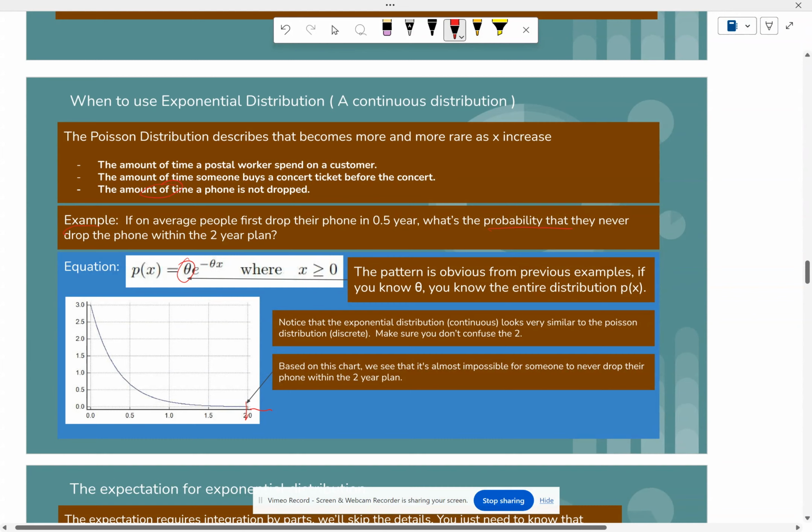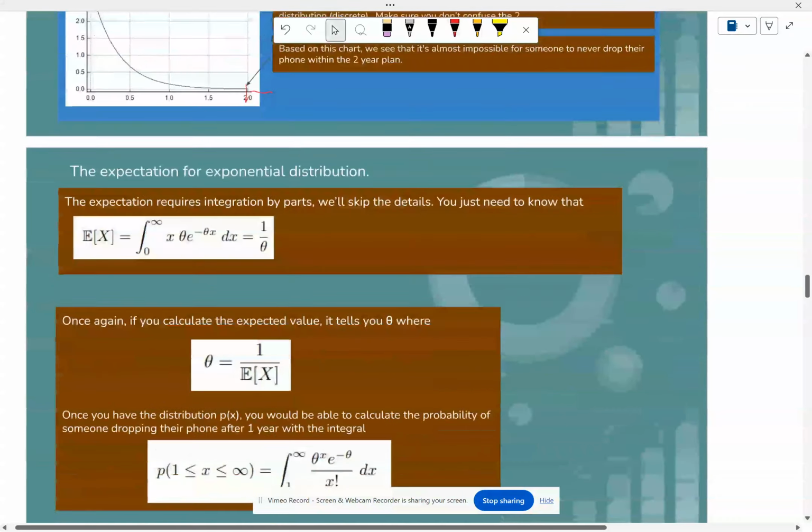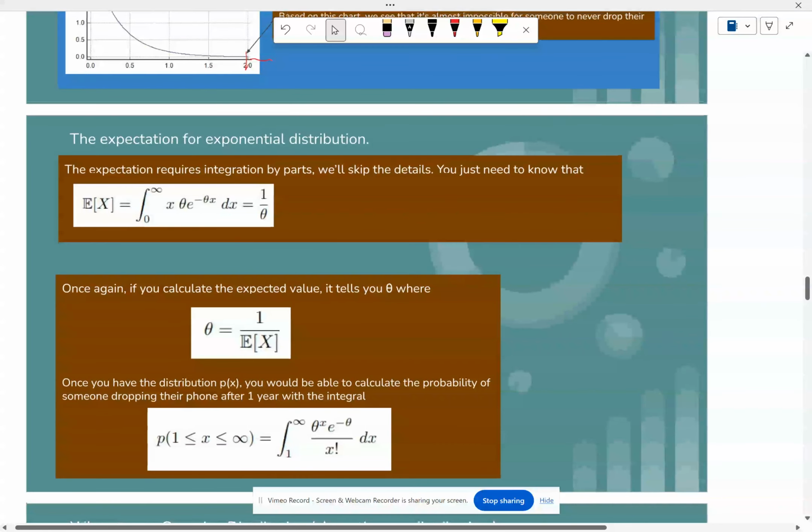So in this case, if you know theta, then essentially you can make these kinds of calculations. If you see the pattern by now, we again calculate the expectation. Now, you might think if you calculate the expectation, theta is the expectation.